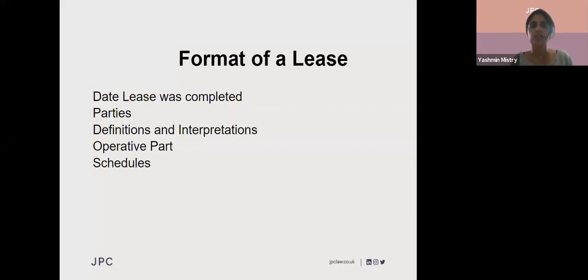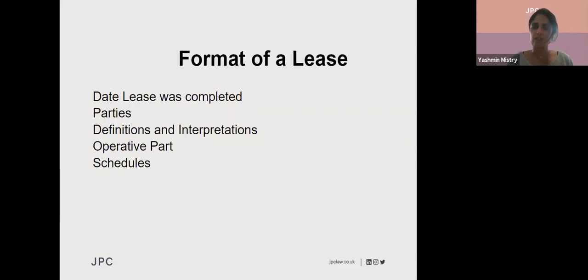Leases then generally go on to definitions and interpretations. So what is the demised premises? What's the flat? What are the common parts? What are the reserved parts? There'll be definitions under the parties. You'll then have the operative parts, by which I mean the main chunky bit: the leaseholder's obligations and the landlord's obligations, and if it's a tri-party lease, the management company's obligations.